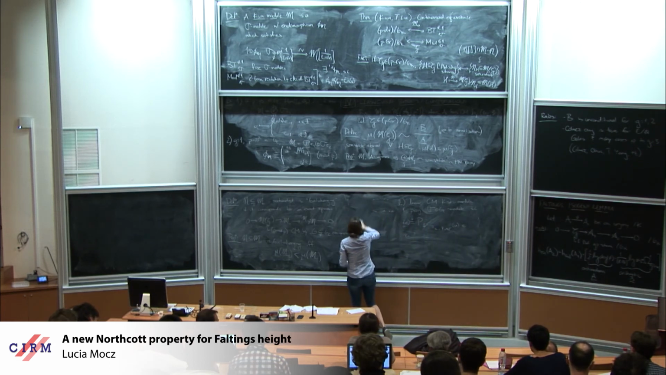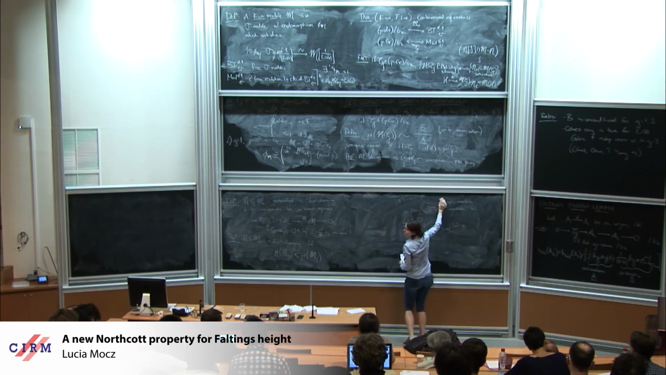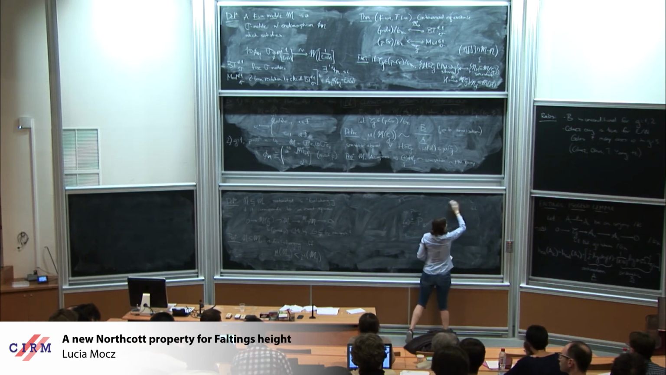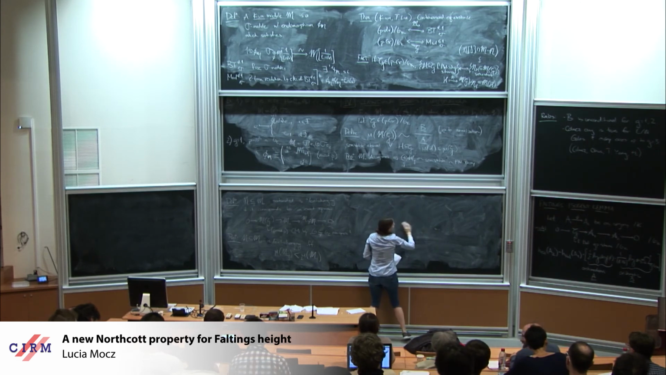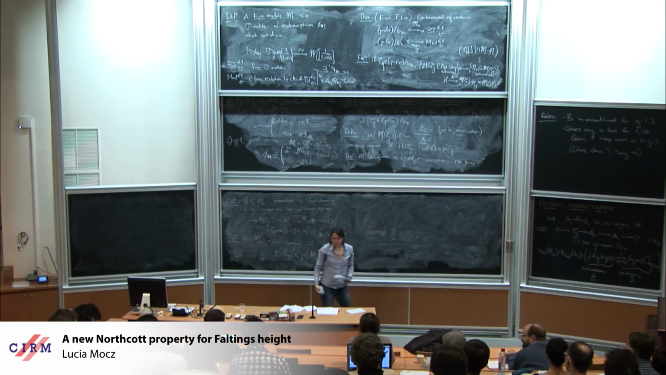So in the last, I guess, a little bit more than 5 minutes, I just want to state one computation in the easiest case to show what are the types of bounds that can be obtained. So this is the easiest case.